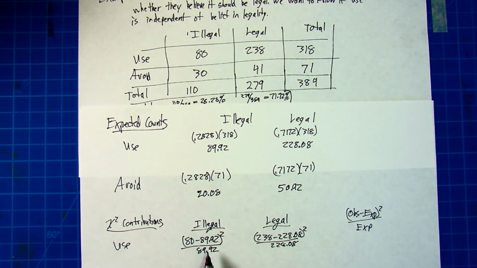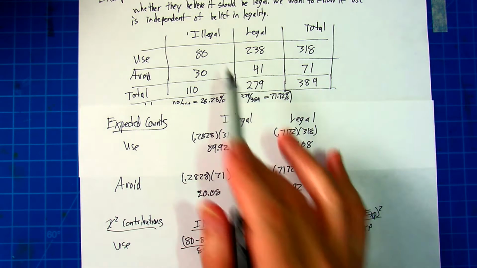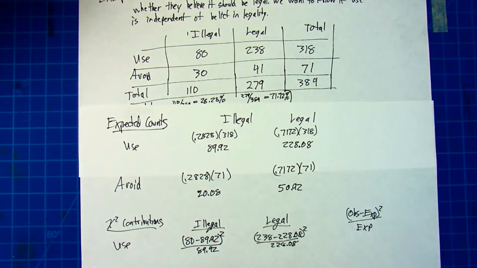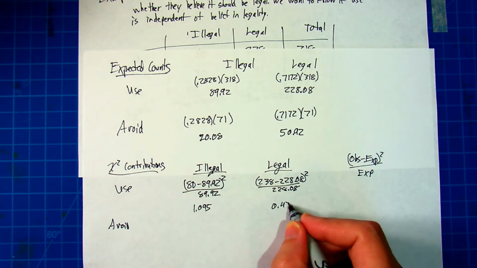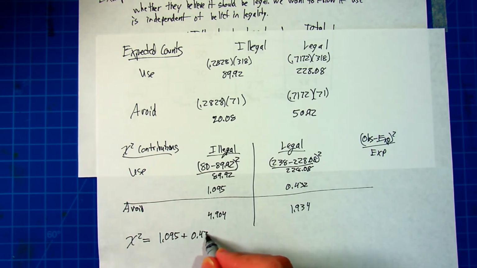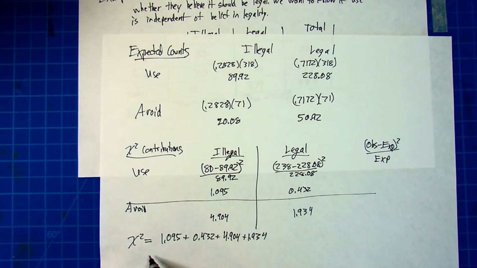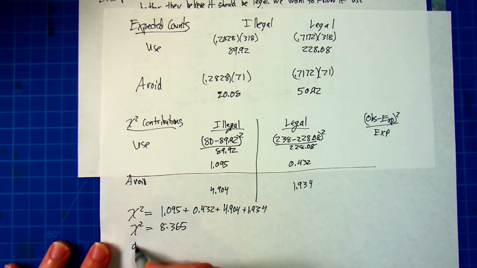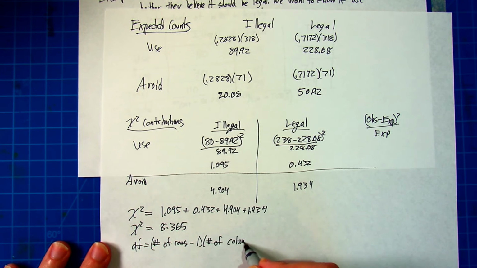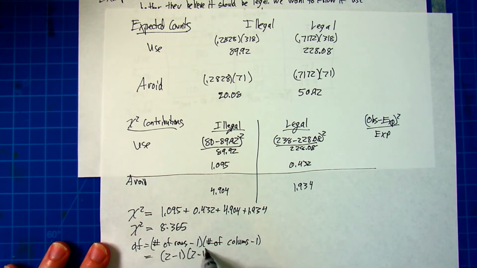So that works out this way for here. Just doing the formula here, observed minus expected squared divided by expected. And then do the same thing for the avoid and the totals. Add all of those contributions up to get the total chi-squared test statistic. The degrees of freedom, again, is number of rows minus 1 times number of columns minus 1, which in this case is 2 minus 1 times 2 minus 1 equals 1.